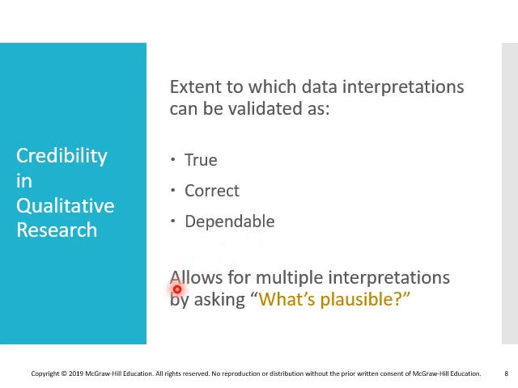Because of subjectivity, it allows us multiple interpretations. Credibility ultimately goes back to the question to ask: what is plausible? What are the plausible explanations that we can discover from the data being collected? And among all plausible explanations or possible interpretations, which one seems to be most accurate, most reliable, most truthful to the participants' realities, the participants' experiences?